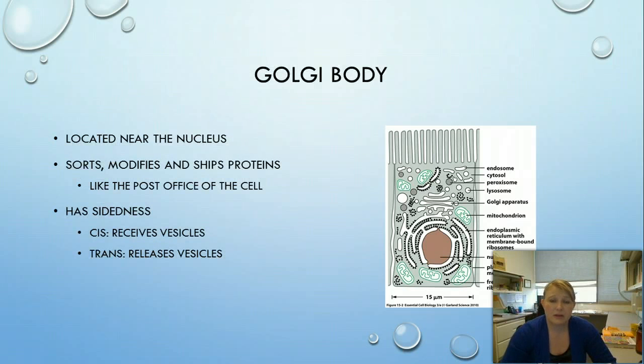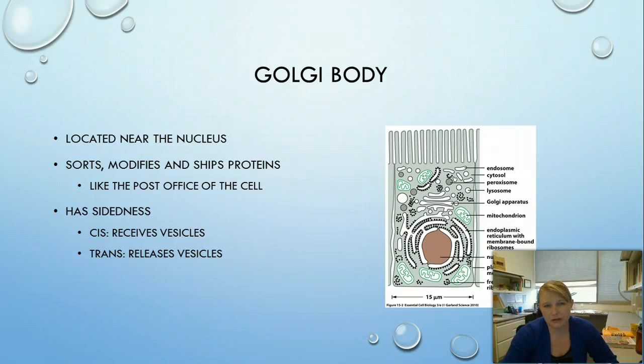The next one is our Golgi body, and it's located near the nucleus, but it's not directly attached to the nucleus like the ER is. It's not directly attached to the ER, it's actually separate. And it's responsible for sorting, modifying, and shipping proteins. It's really like the UPS center, the post office of the cell, and it helps make sure that proteins and other things being produced in the cell get to the right place. And so that's what's important about the Golgi, is it helps get everything going.